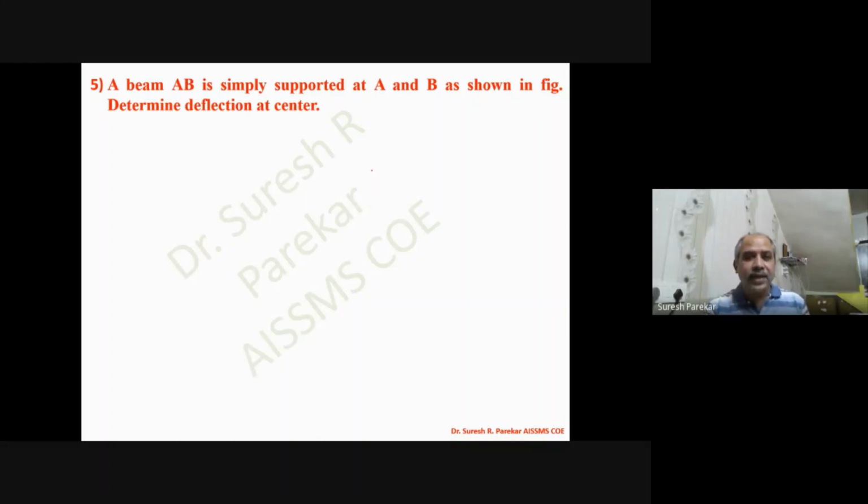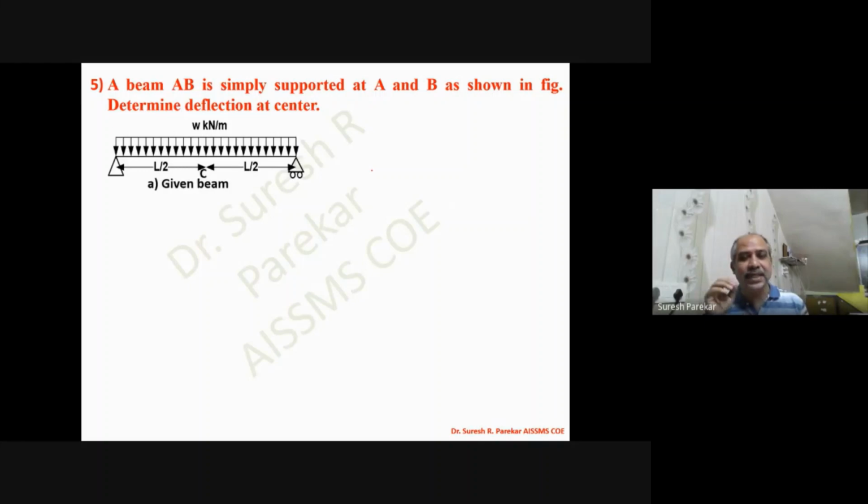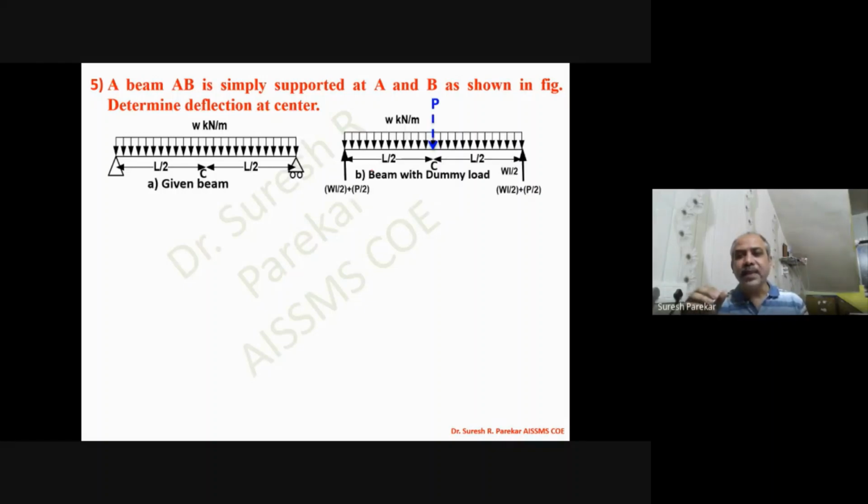That is, we have considered a UDL throughout, and we are interested in determining the displacement at the center. As we require the displacement at the center and no vertical load is there, I have to apply a dummy load at that point. You can see over here. And then we have A to C and then B to C. Again, we have twice of this.